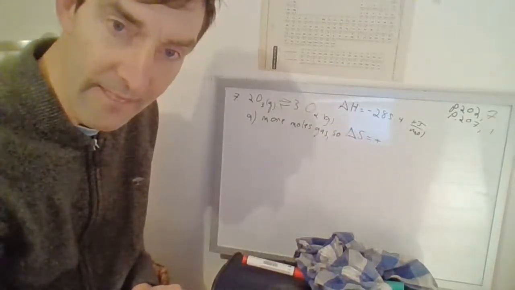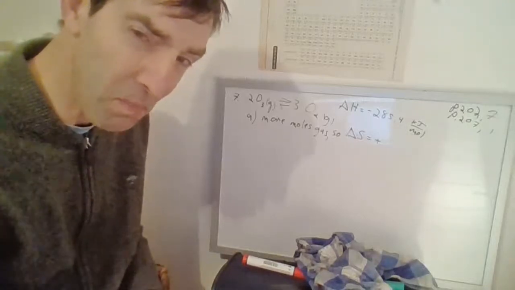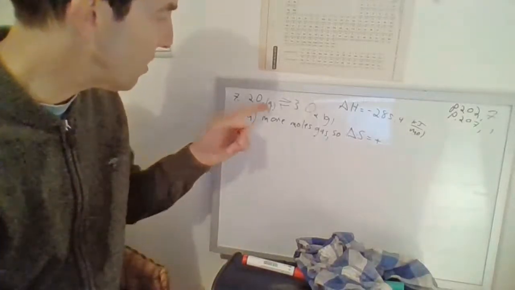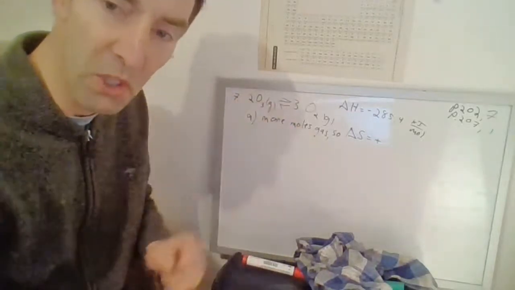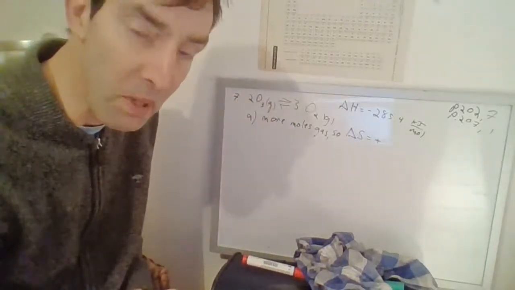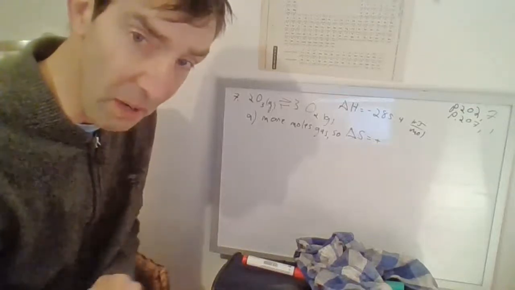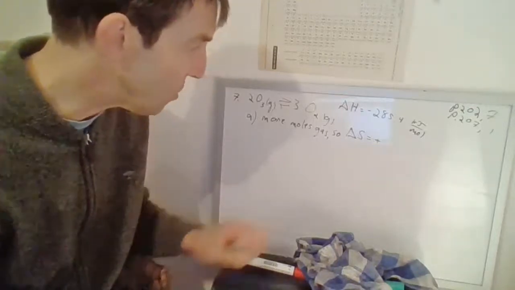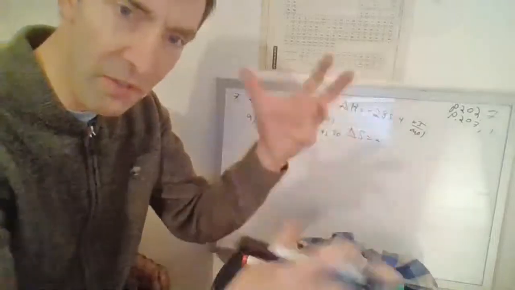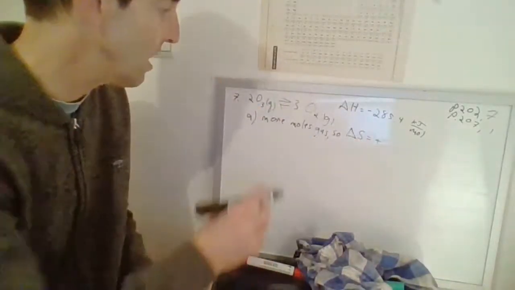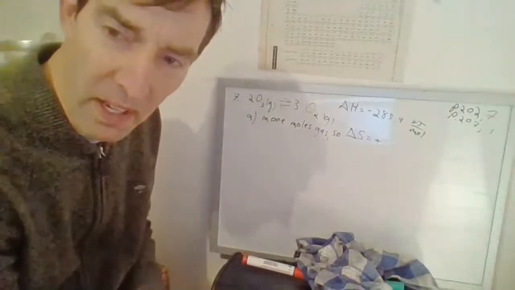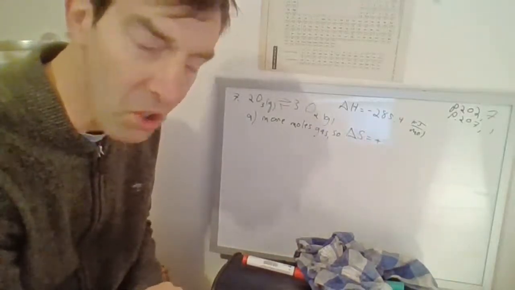Everybody got how we got that? Just by thinking, right? 3 is more moles than 2. So it's more moles, it's more random, more entropy. And more entropy is positive then. That's the one where if it's more disordered, it's positive. Okay. For the next one, and this might answer your question for the next part too, Bella.